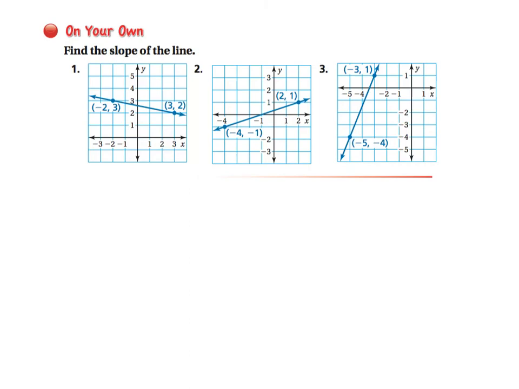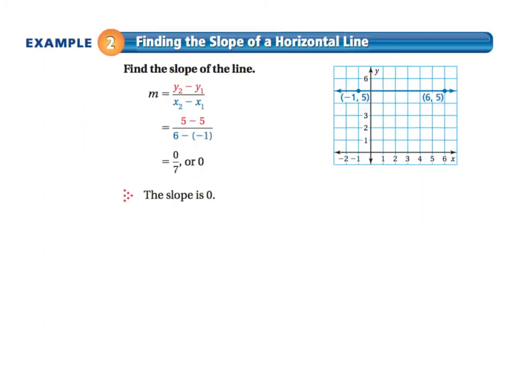You can skip over this if you'd like. But if you did it correctly, number 1 would be negative 1/5, number 2 would be 1/3, and number 3 would be 5/2.